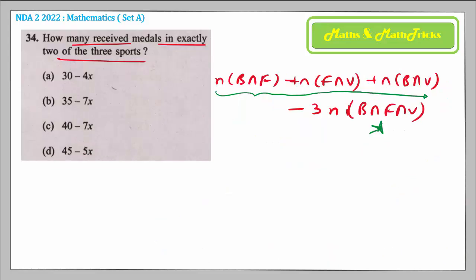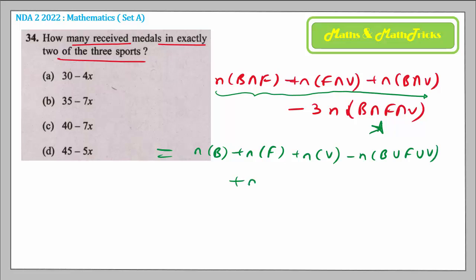So I'm writing that now. The sum of these 3 terms is equal to the number of B plus the number of F plus the number of V, minus the number of B union F union V, and then plus the number of B intersection F intersection V, but we have here minus 3 times already. So I'm writing the resultant now. That will be minus 2 times the number of B intersection F intersection V.